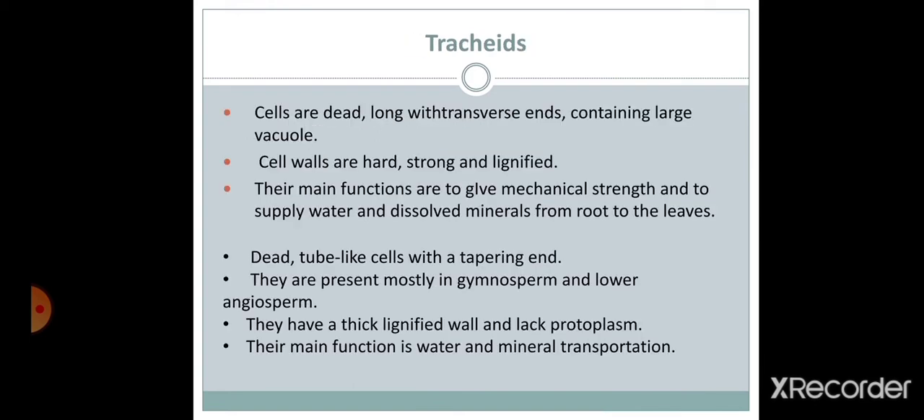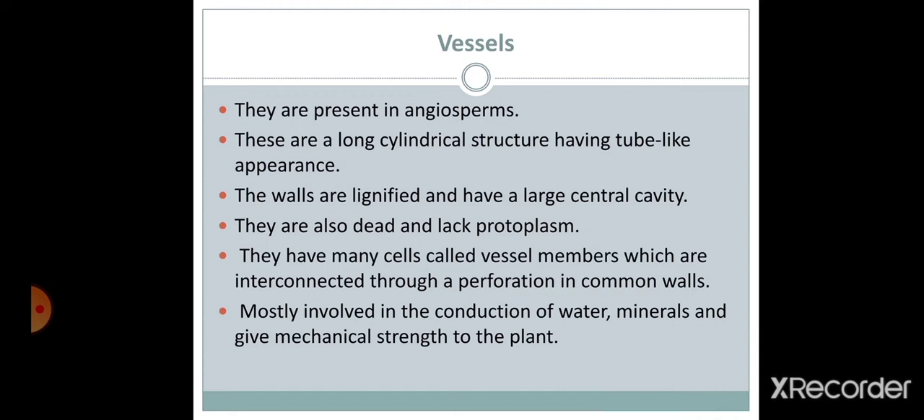The functions of the trachea are: the xylem vessels are the main water conducting elements of the xylem. The vessels with thick lignified walls are well adapted for the upward translocation of water and mineral salts from the roots to the stem and leaves. They also provide mechanical support to the plants.